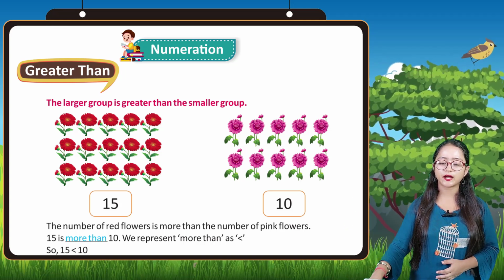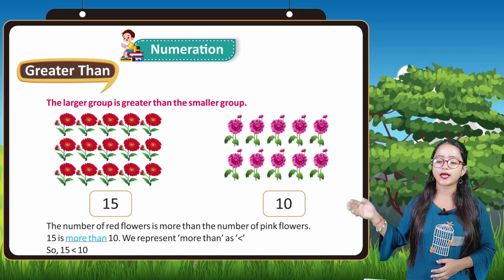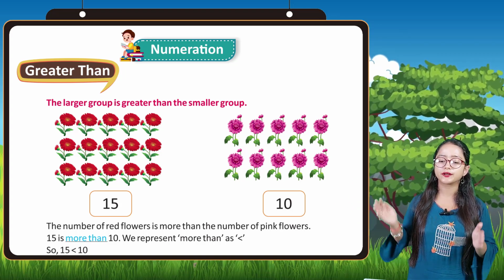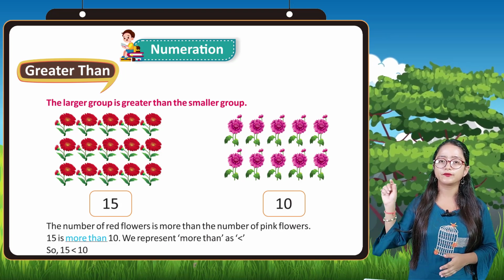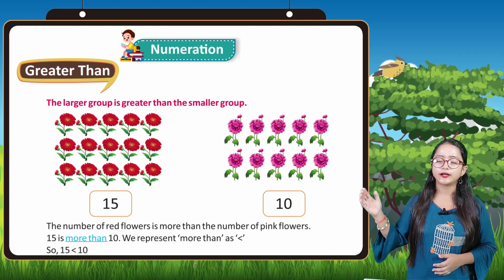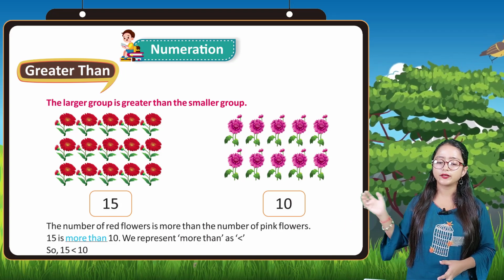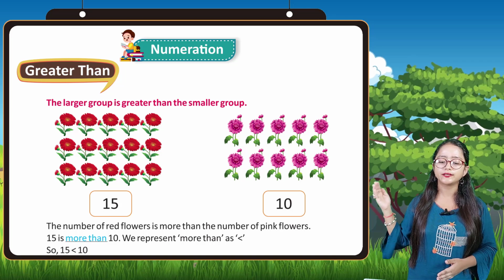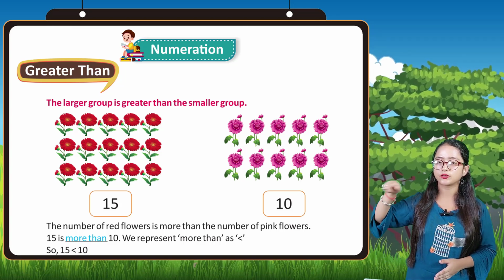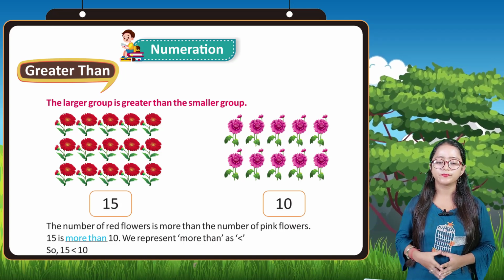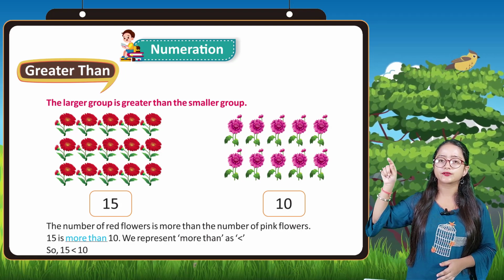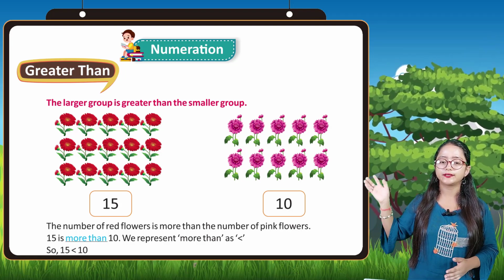Here you can see the larger group. There are total 15 flowers and in the next one there are only 10 flowers. That means the larger group is greater than the smaller group. That means the number 15 is greater than the number 10. The number of red flowers is more than the number of pink flowers. 15 is more than 10. We represent more than as this sign. This is also known as the crocodile mouth. So here you can clearly see that 15 is more than 10.